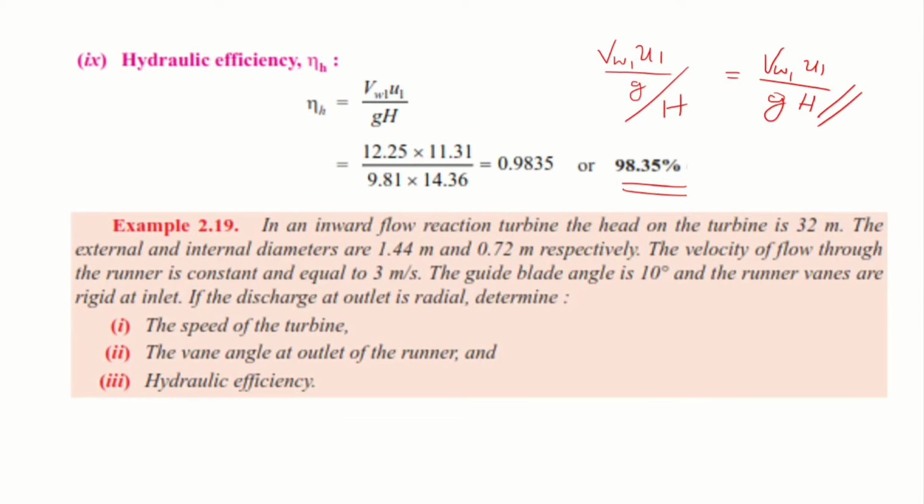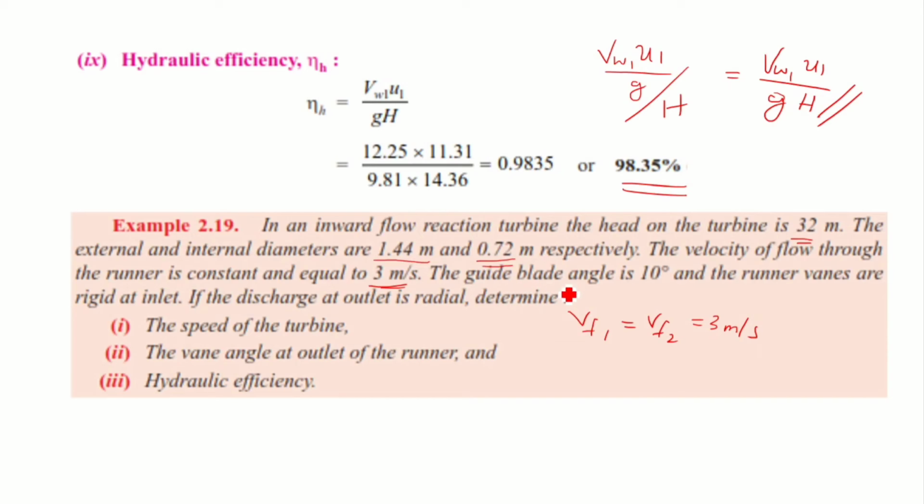The second problem is given as: in an inward flow reaction turbine, the head on the turbine is 32 meters. So head is already given as 32 meter. The external and internal diameter: external diameter is 1.44 meter and internal diameter is 0.72, that is half of the external diameter. The velocity of flow through the runner is constant and is equal to 3 meter per second. So Vf1 is equal to Vf2 is equal to 3 meter per second.